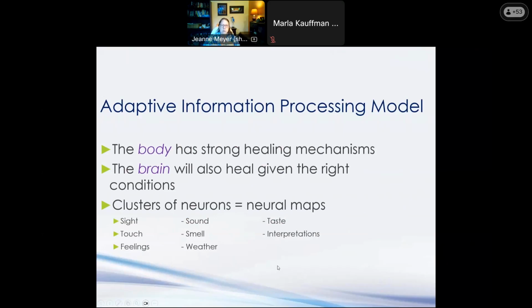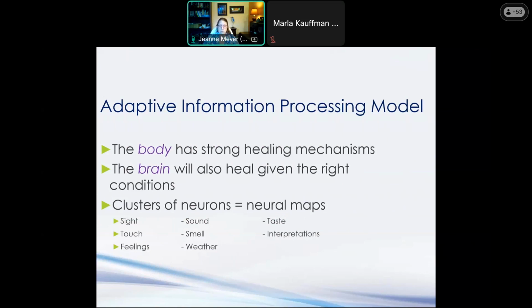So we know that neurons connect with each other, and part of what's connected, let's just talk about a trauma incident, is that what you've seen stands out and gets seared into your memory. The sounds get seared in, taste, touch, smell, and then we'll have an interpretation about what happened, and we'll have emotions about it. You know, the weather, anything gets stored in that neural map.